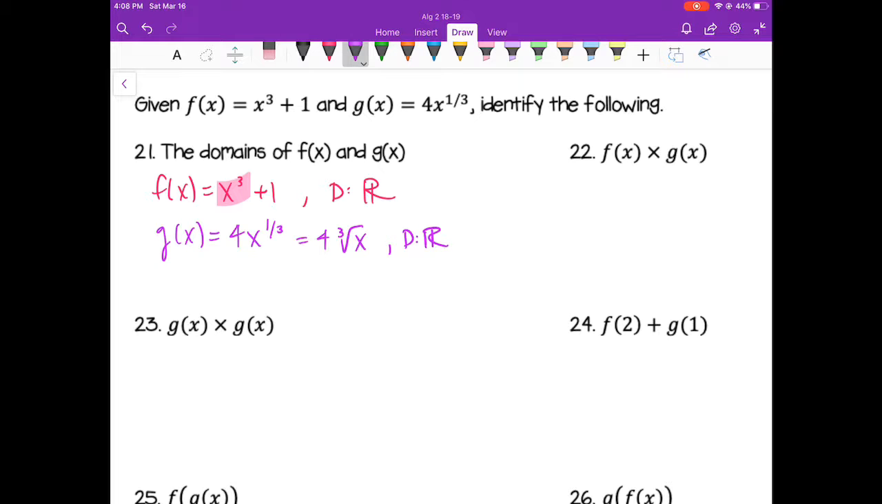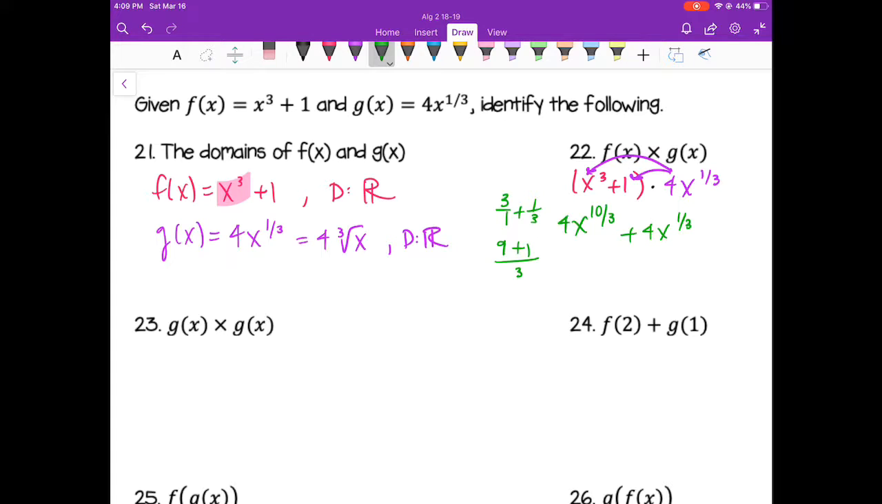So for 22, as we think about multiplying them, we use our properties that we know. So we're taking f of x, which is x cubed plus 1, and we're multiplying by 4x to the 1/3. Well, if I have a binomial times a monomial, I'm just going to be able to distribute. So I have 4x to the, now when we have something like this, we have to add our exponents, don't forget. So I've got 3 over 1 plus 1 over 3, that would give us 9 plus 1 over 3, that'll give us 10/3, plus 4x to the 1/3.